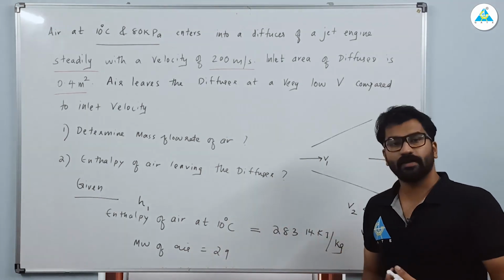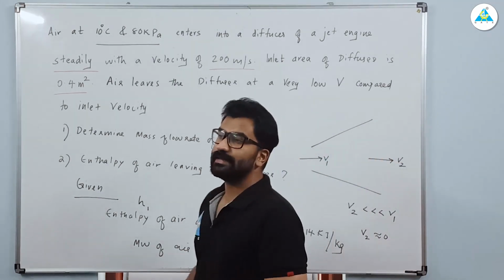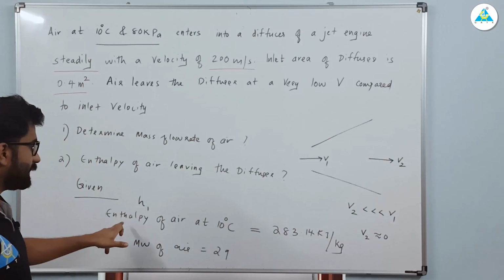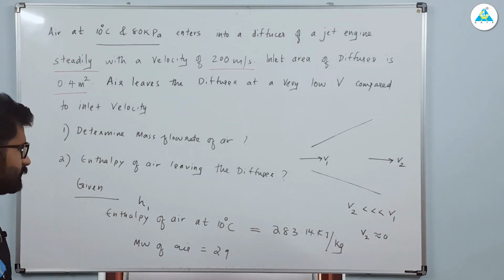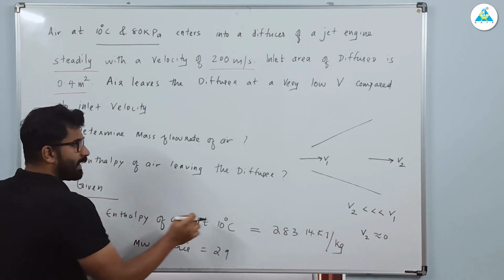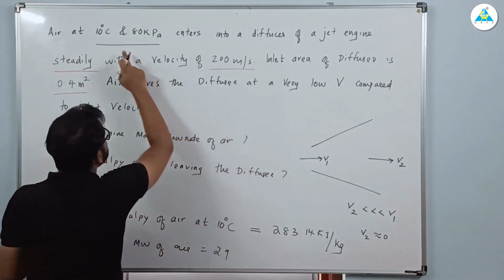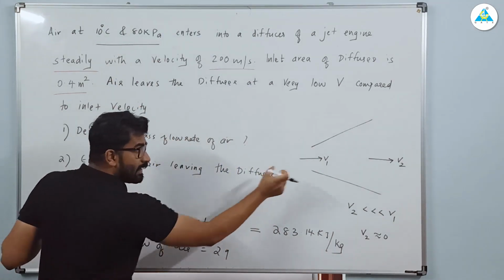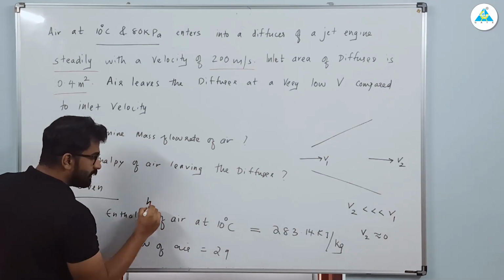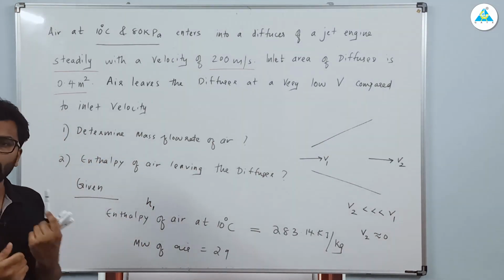And the molecular weight of air is also given. Right, so these are the given data, right? So that is the enthalpy of air at 10 degrees Celsius. What is the meaning? It is the enthalpy at the inlet, because the inlet is at 10 degrees Celsius and 80 kilopascal. So inlet enthalpy is given. H1 is already given to you.